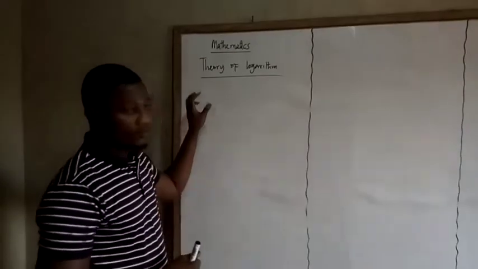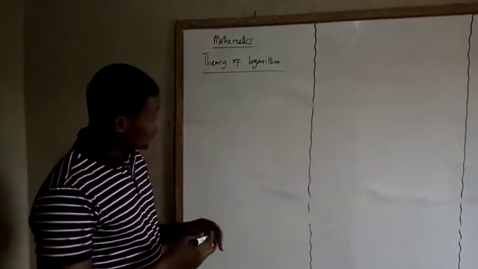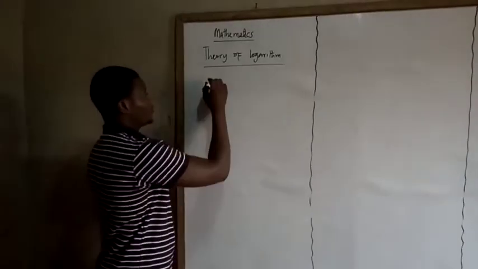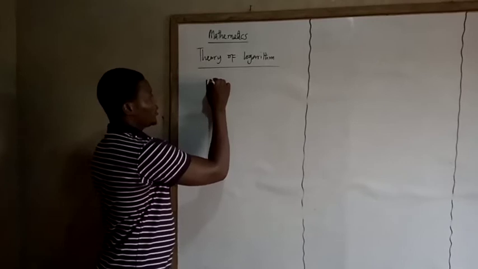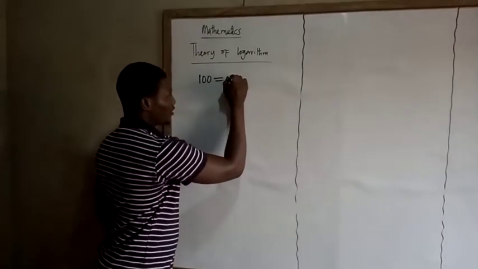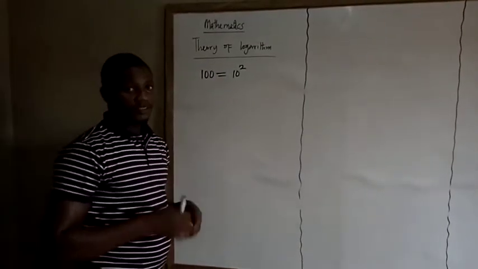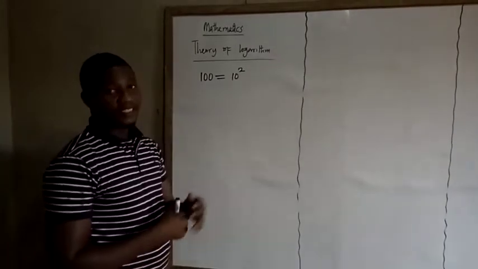Welcome back. Today we shall be looking into the theory of logarithm. Let's start with index form. The index form of 100 is 10 raised to power 2. That is, the base here is 10.